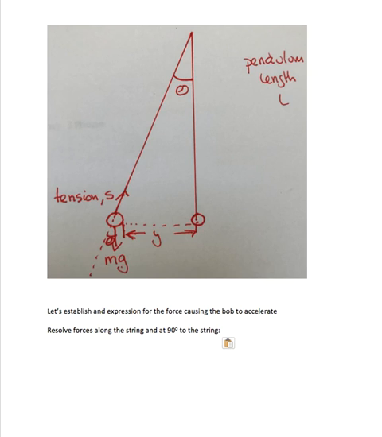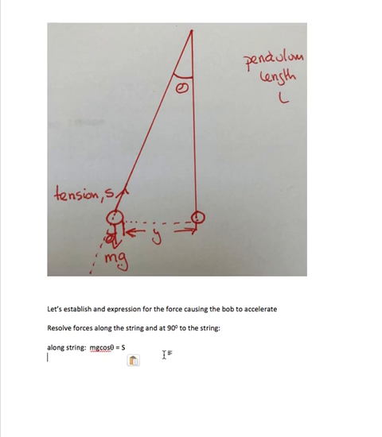So along the string, we have the tension here, and if you think about your geometry, here is a vertical line cutting through the direction of the string. So this angle here is also theta. So the component of the weight along the string will be mg cos theta. So we have mg cos theta equals the tension S.